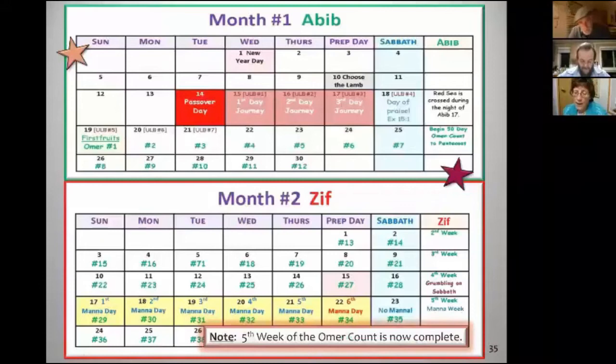5 complete weeks of the Omer count. We didn't start in the middle of a week, so we've got 5 complete weeks. That's important too.